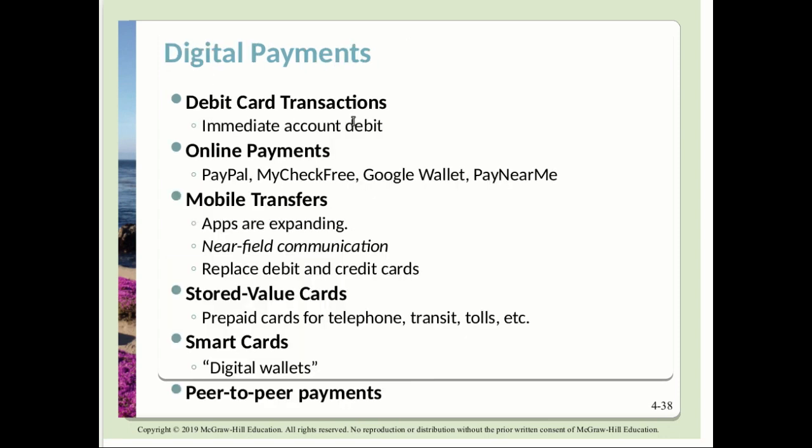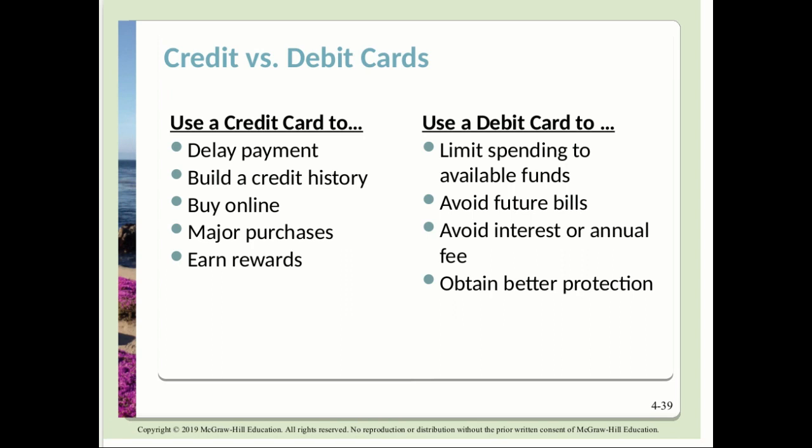You have your debit cards, everybody's familiar with that. You have online payments, in other words, PayPal, a lot of people will do that. Google Wallet, they can pay bills with Google Wallet. And you can also do peer-to-peer payments with Google Wallet. I've done that. Mobile transfers, stored value cards, in other words, the gift cards that we might get. You want to use a credit card if you need to delay payment on something, build your credit history. Buying online, I strongly suggest if you're going to buy something online, use a credit card to do it. You get more protection. Use a debit card to limit your spending and avoid some of the future bills and the interest that you might have to pay.